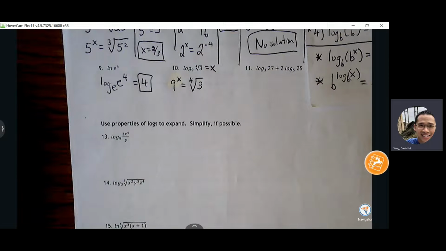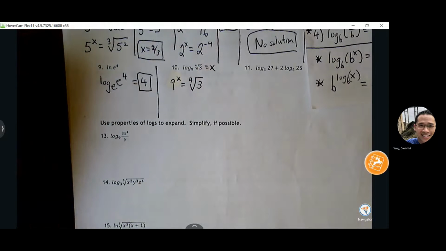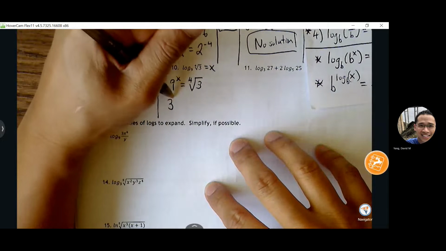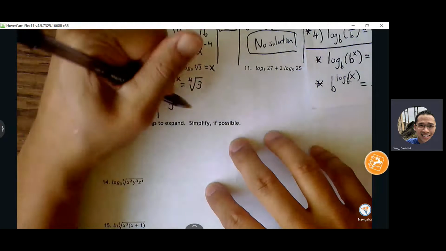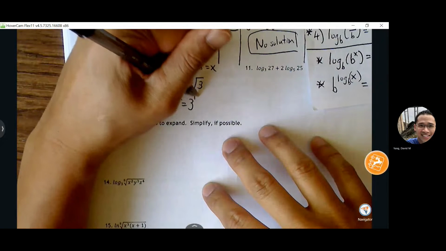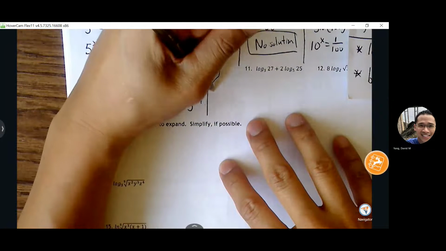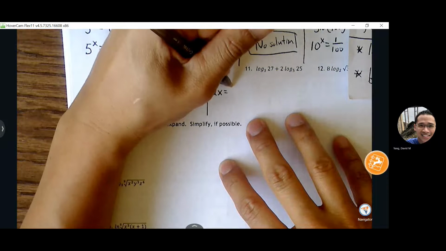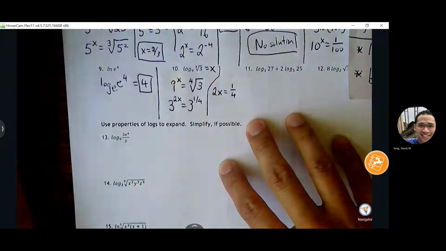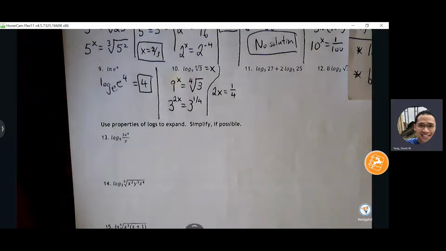Okay, number 10, 9 to the x equals the 4th root of 3. What's the base that I can use on both sides? 3 to the 2x. And how can I rewrite 4th root of 3? Okay, 2x equals 4. Divide both sides by 2. Same thing as multiplying by 1/2.